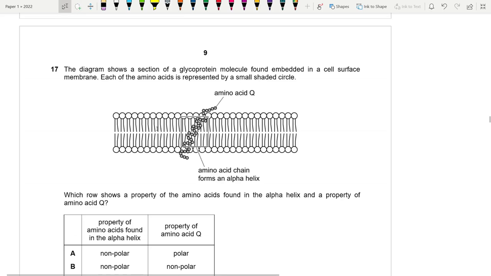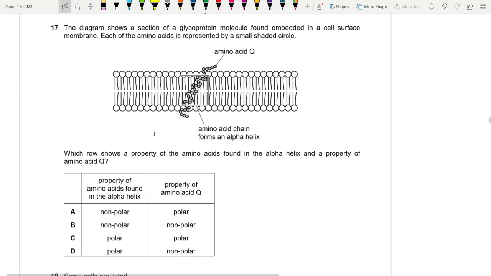17. The diagram shows a section of a glycoprotein molecule found embedded in a cell surface membrane. Each of the amino acids is represented by a small shaded circle. Which row shows a property of the amino acids found in the alpha helix and a property of amino acid Q? So basically, this region is hydrophobic. It's nonpolar, essentially, this region in the middle. And this region outside is basically polar because it's pointing to the water.